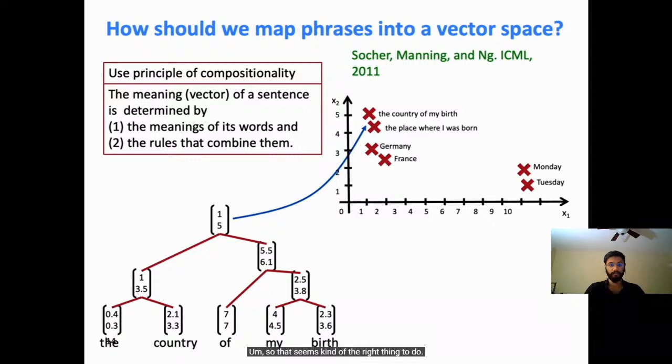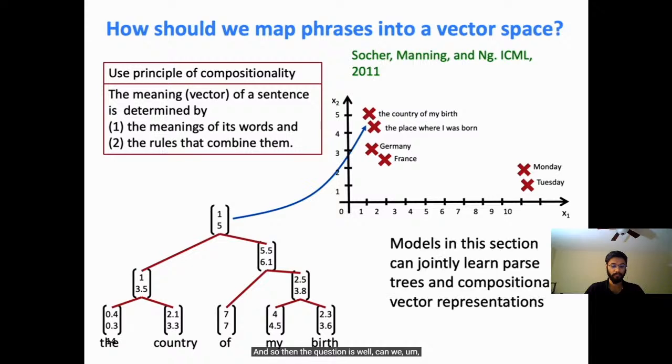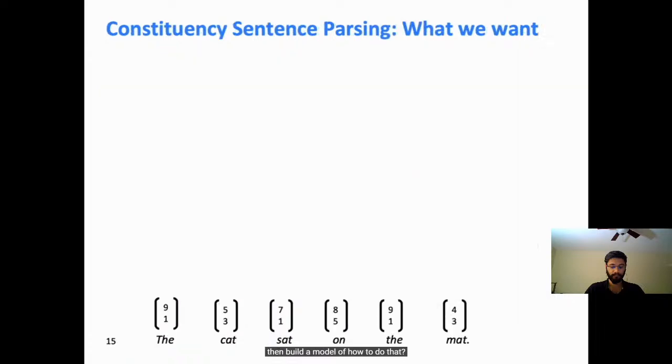So that seems kind of the right thing to do. And so then the question is, can we then build a model of how to do that? Well, here's a straightforward way of doing this. Okay, so we have word vectors for the words that we've calculated, and what we'd like to do is work out a meaning representation of this sentence. And at this point, we sort of have two things to do.